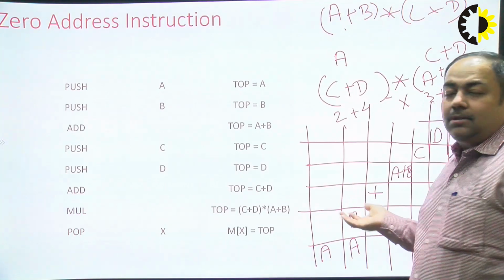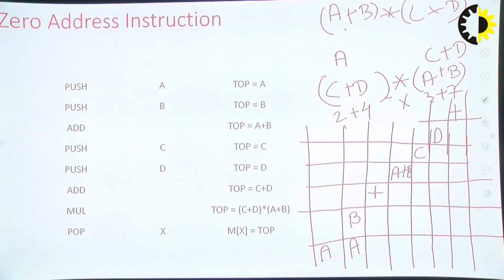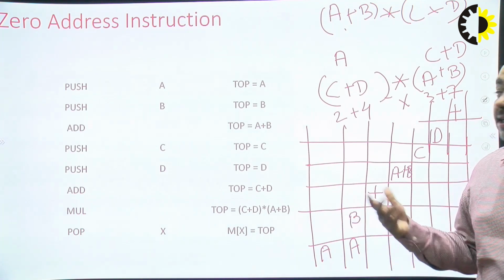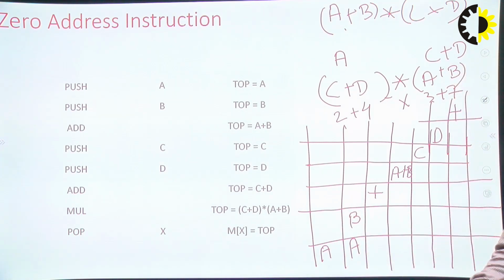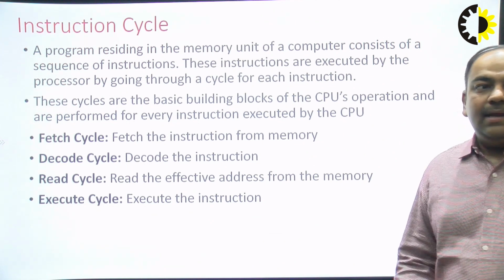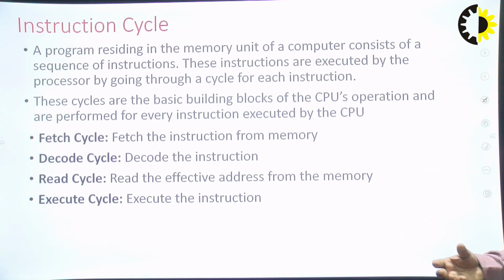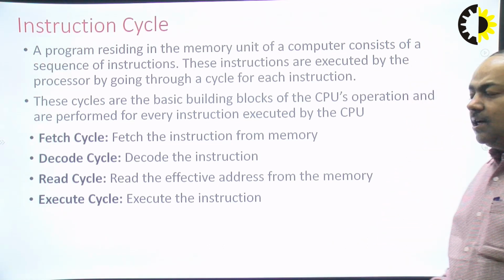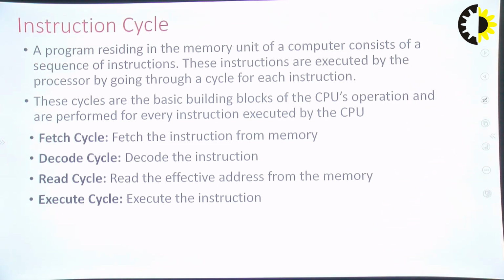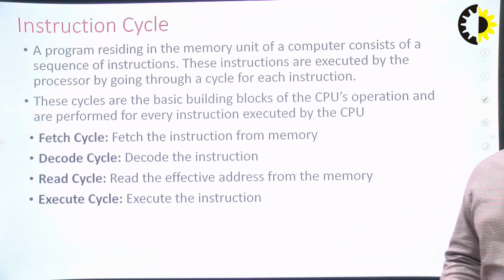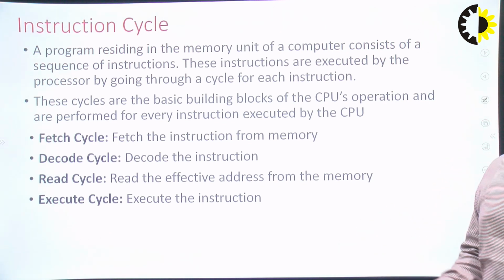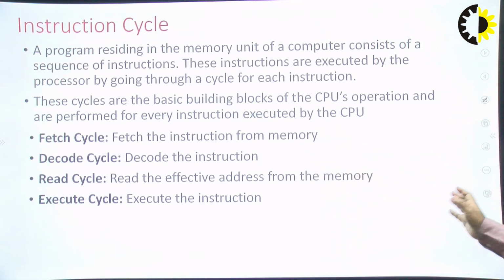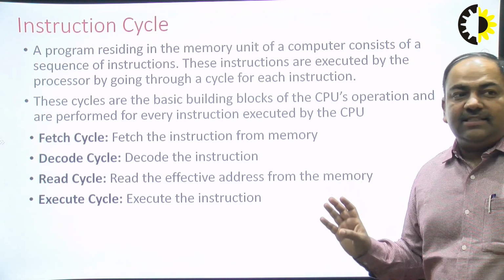Now it comes to how these instructions execute, what process they follow, what phases they follow. It is known as the instruction cycle. The instruction cycle has 4 phases. One is fetch, another one is decode, third one is read, and fourth is execute. The program residing in the memory unit consists of a sequence of instructions, and how these instructions execute is decided by the instruction cycle.